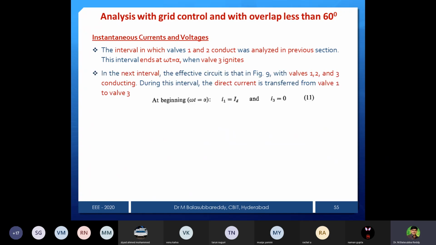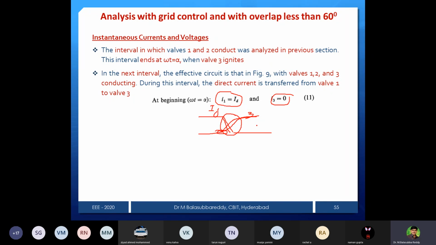Then what is your sequence? Now before overlap, you can see this equation is very simple. Let us consider 1 and 3. What does this mean? First it carries the ID current, the load current, because 1 is the only one conducting on the upper side, and on the lower side the second device is there. Then at that instant the overlap takes place. Then 1 is going down and 3 is going up. So at first instant I1 is equal to ID and I3 has not yet started, so it is 0.